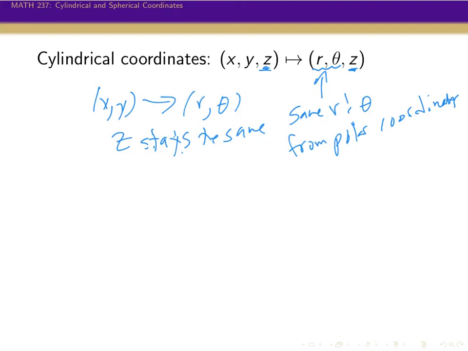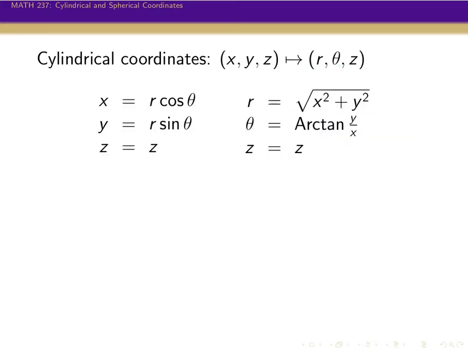Okay, so we've seen all these conversions before. x turns into r cosine theta, y turns into r sine theta, z stays as z. r is equal to the square root of x squared plus y squared, theta is equal to arctangent of y over x, and z is equal to z.